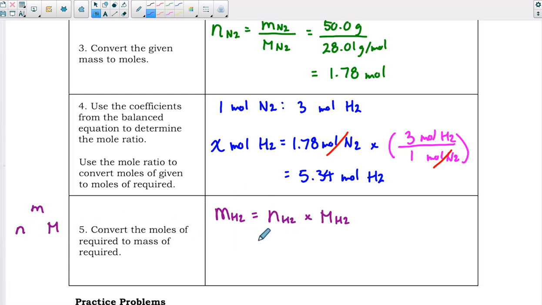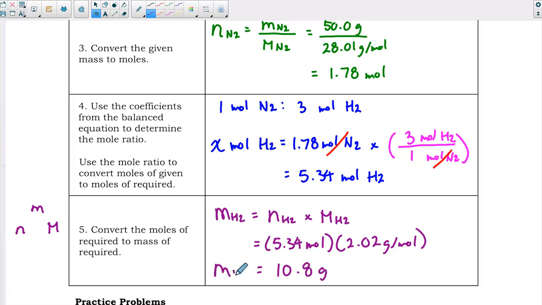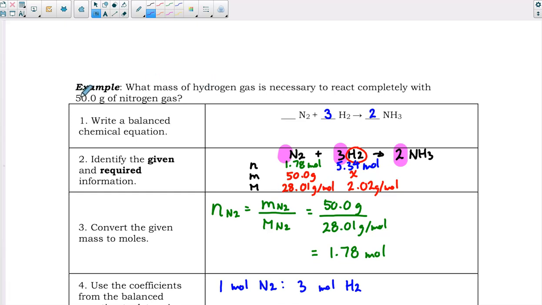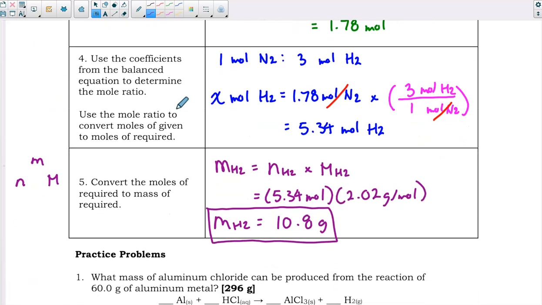Remember your triangle, you have N, M, and M right here. Okay? We know our moles of H2, we just calculated, is 5.34. Your molar mass of H2 is just 2 hydrogen, which is 2.02 grams per mole. You multiply this and you're going to get to 3 significant digits, 10.8 grams. You can include a therefore statement or put a nice little rectangle around it. Okay, we round this to 3 sig digs because our 50.0 is also to 3 significant figures.